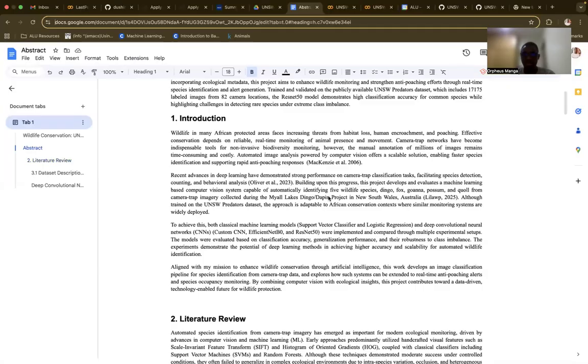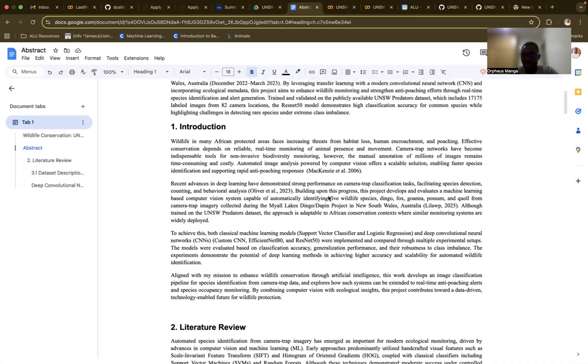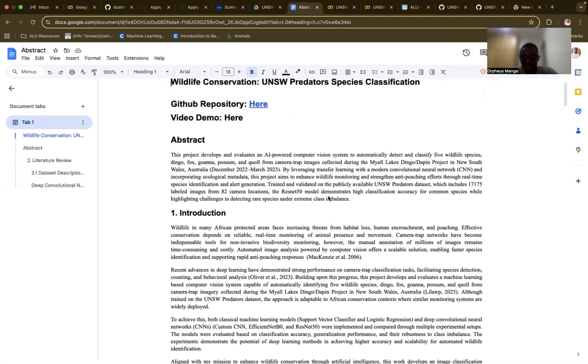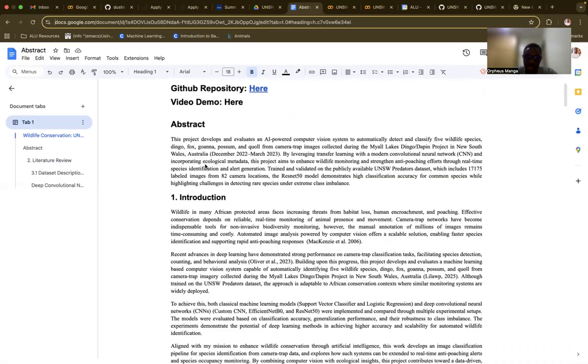Wildlife in main African protected areas faces increasing threats from habitat loss, human encroachment, and poaching. So, because of this problem, I built a machine learning classifier that is able to classify different animal species from camera traps found in Australia, which include the dingo, fox, goanna, possum, and the koala.